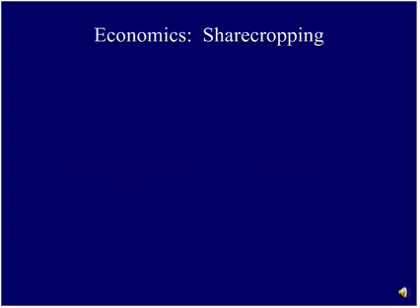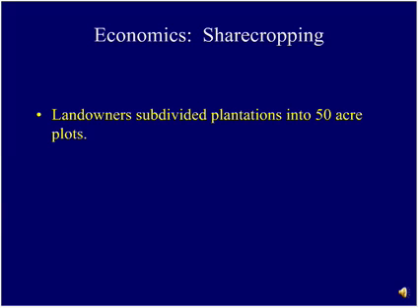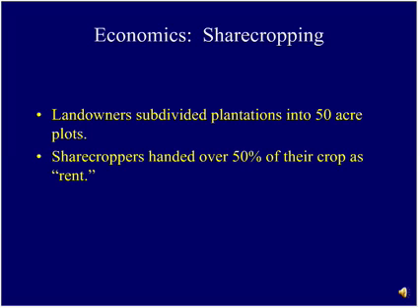There were a variety of characteristics associated with sharecropping in the American South. Typically, landowners would subdivide their plantations into 50-acre plots. An individual family would be responsible for raising crops, usually cotton, on those 50-acre segments. Secondly, because sharecroppers had very little money, they usually would give 50% or half of their crop as rent in return for the use of the land.